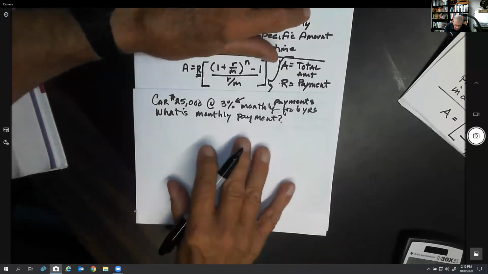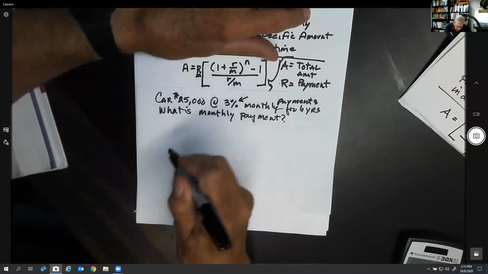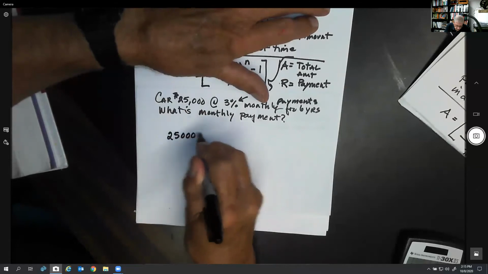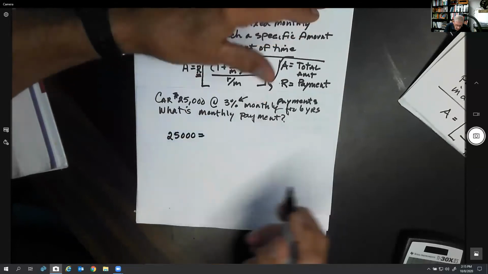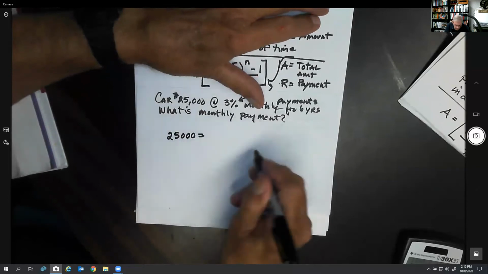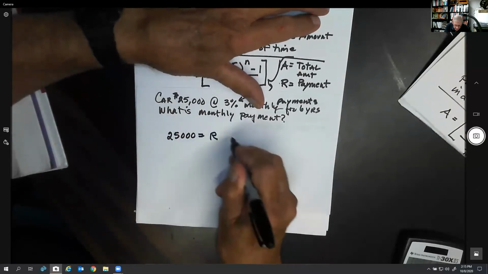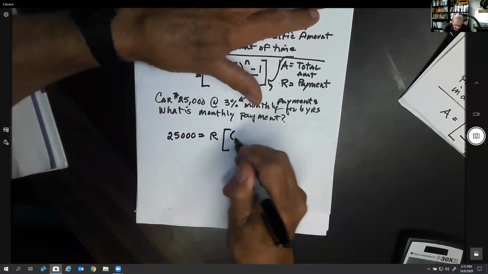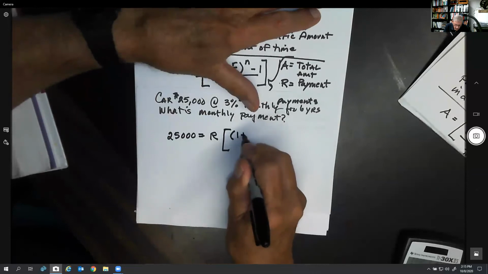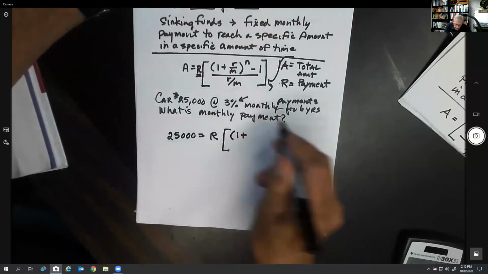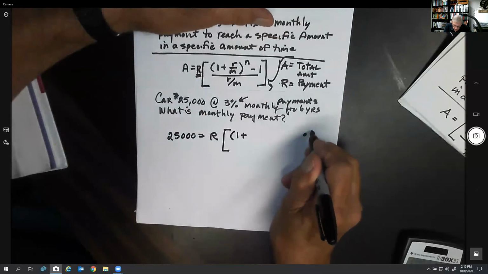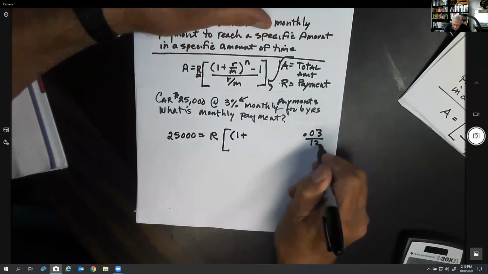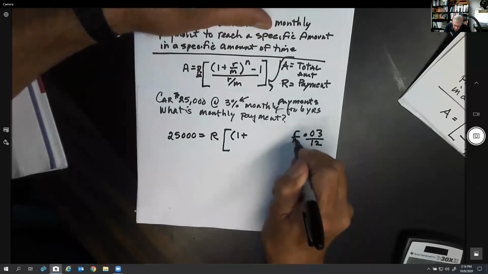So how much is this car going to cost you? 25,000. That's going to be your A. Equals. And what we're trying to find out is your payment. You think it would be a P, but they put an R. Parentheses, 1 plus, okay, let's figure out R over M. The monthly rate is 0.03. See, I changed it to a decimal, and I'm going to divide that by 12. And that will give me R over M.